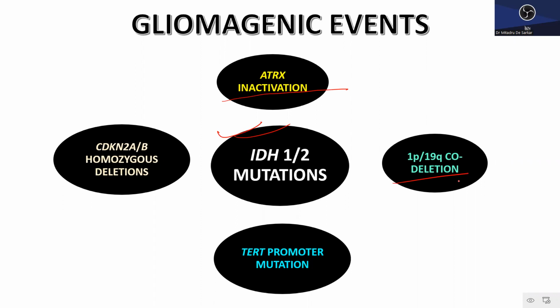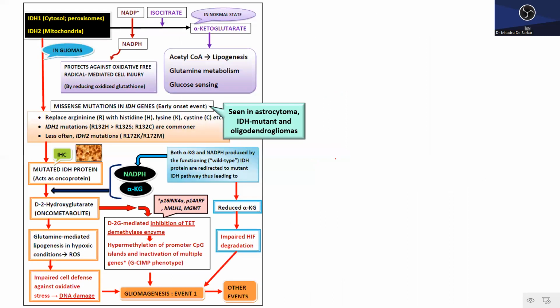1p19q co-deletion, as we have said, is seen in the case of oligodendrogliomas. And aside from them, you have got mutations in the promoter sequence of telomerase reverse transcriptase and homozygous deletions of the tumor suppressor genes CDKN2A and 2B. So this particular slide is busy, but just focus on the main things. This is about the role of the IDH mutations in gliomagenesis.